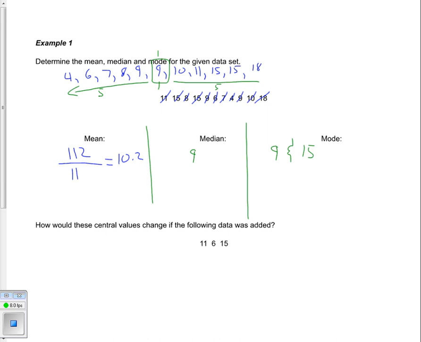Okay. So what we can do is we're actually going to make some changes here. Okay. So we're going to add in 3 numbers to our data set. And so we want to figure out, well, how is that going to change it?